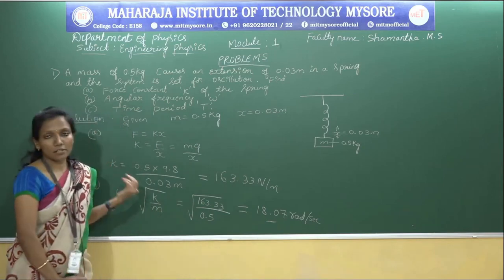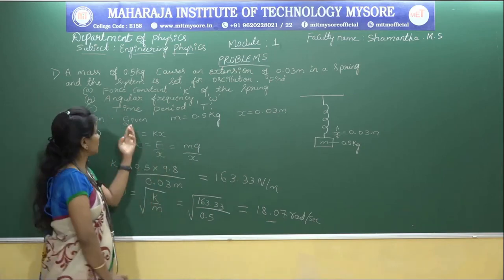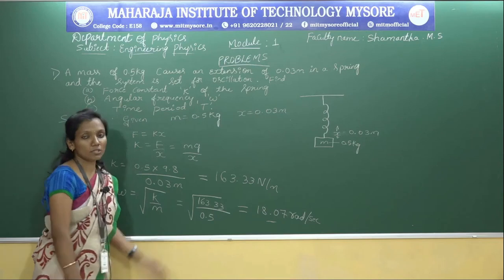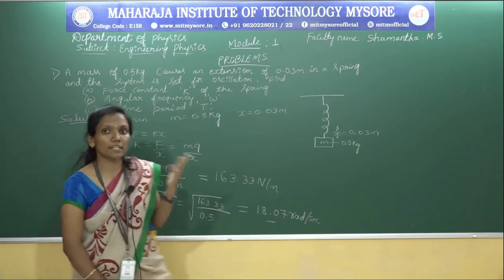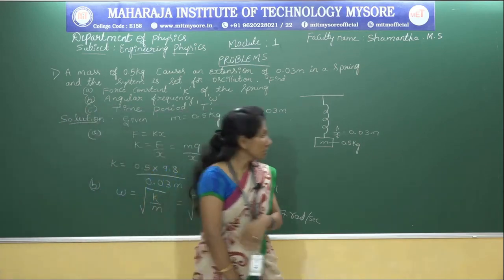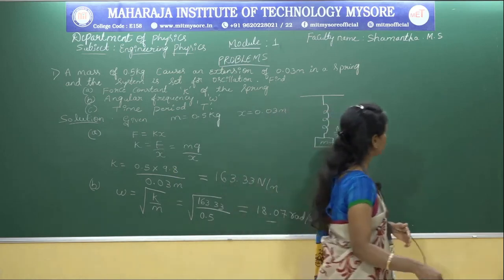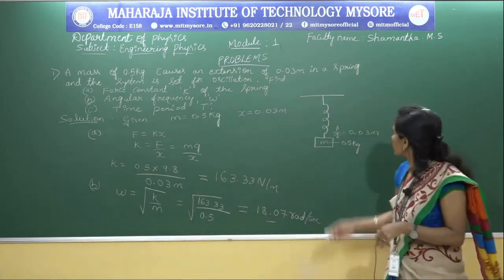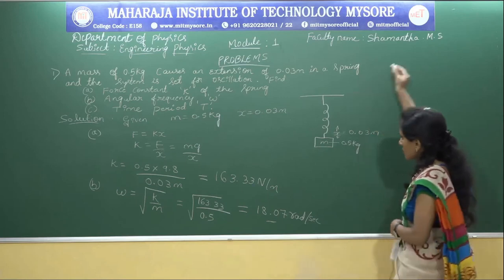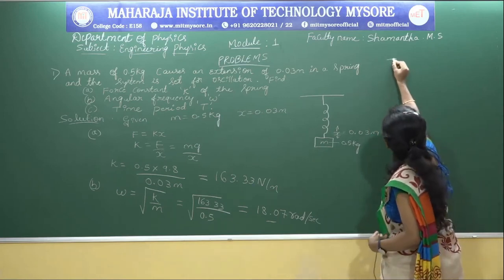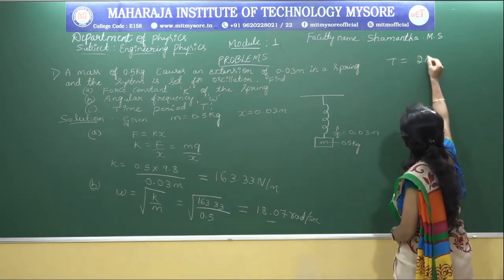After getting the angular frequency, we can directly calculate the time period. The relation between time period and angular frequency is the time period formula: T is equal to 2 pi by omega.